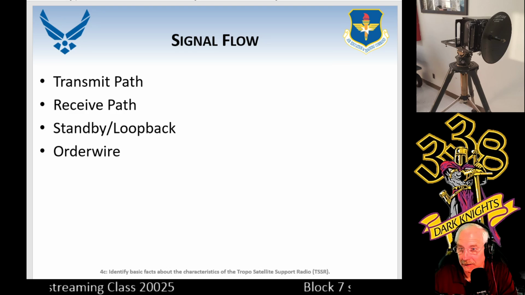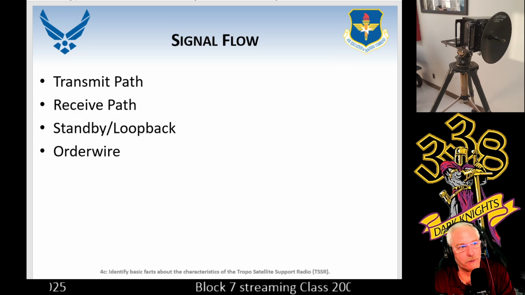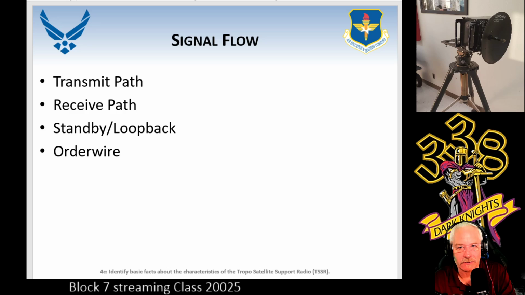So we're stopping here. Kind of surprised that it, wow, an hour, that's unusual. Normally it takes about an hour and a half. Is there any questions on this? Because this next step where we go through the transmit path or receive path, standby loop back, and order wire, that's a little in-depth, I should say, for tomorrow. Questions? Comments?